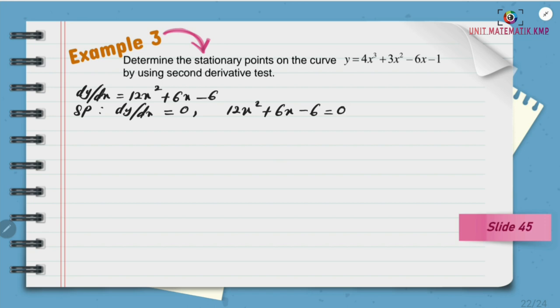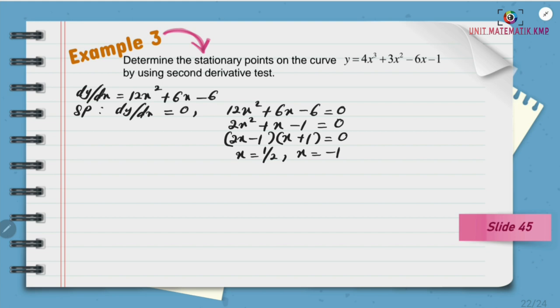And we divide the equation by 6. We have 2x squared plus x minus 1 is equal to 0. We have a quadratic equation. Next, factorize this equation. We have (2x minus 1) times (x plus 1). The value of x is 1 over 2 and negative 1.